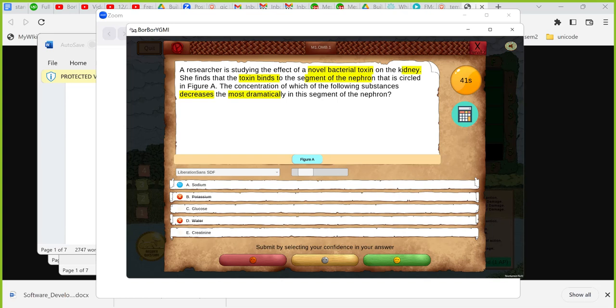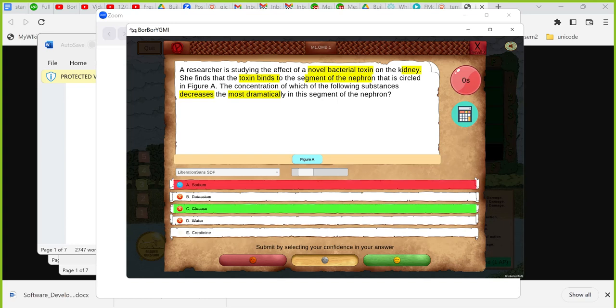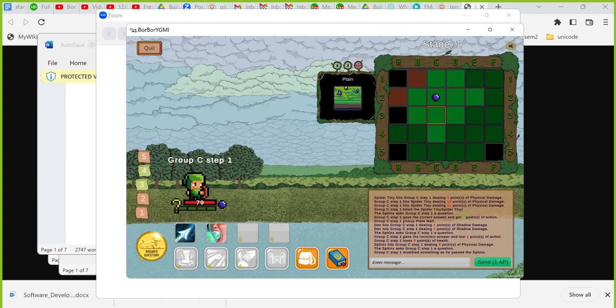So I think you're onto something. I'm not sure which of these answer choices. Maybe sodium. I think sodium. All right. If it's water, I'll have to give you guys the game for free or something because I'm getting everything wrong. So what confidence should we choose? Yellow. Yellow. All right, let's do it. It's glucose. Okay. All right, it's glucose.